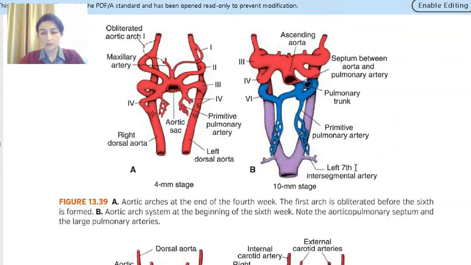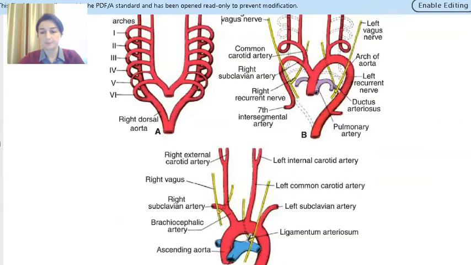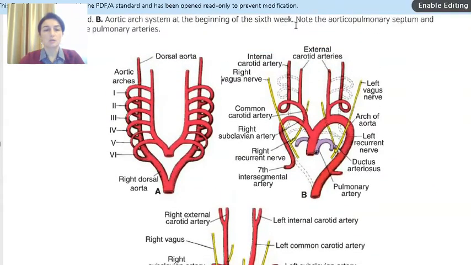And then, speaking about the aortic arches, we have to mention that initially we have just one entrance, that is the aortic sac. But when the aorticopulmonary septum subdivides the truncus arteriosus into two parts, the pulmonary trunk and the aorta, then we will see some change in this arterial system.